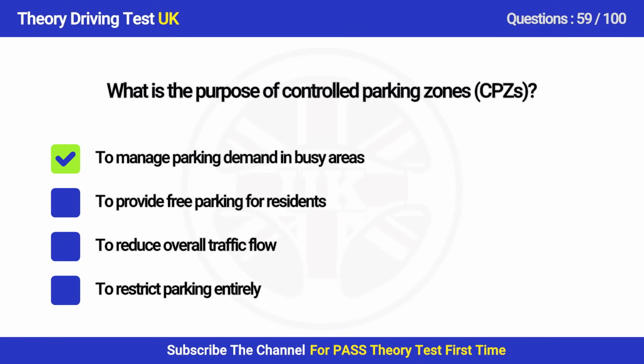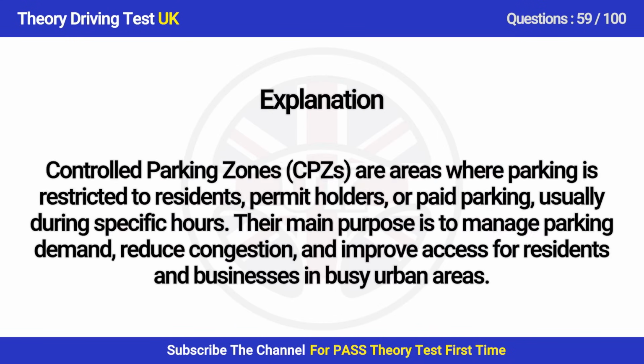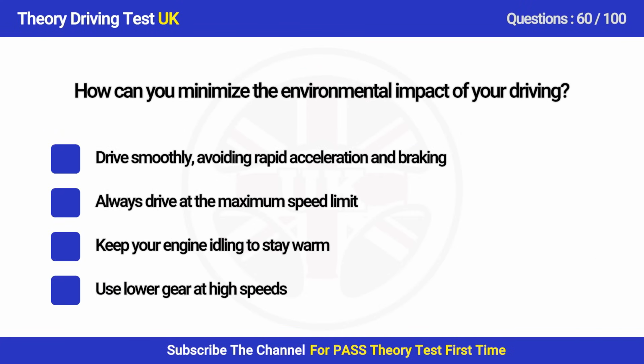Answer is A. To manage parking demand in busy areas. Controlled parking zones are areas where parking is restricted to residents, permit holders, or paid parking, usually during specific hours. Their main purpose is to manage parking demand, reduce congestion, and improve access for residents and businesses in busy urban areas.